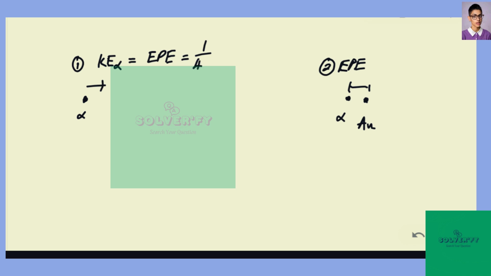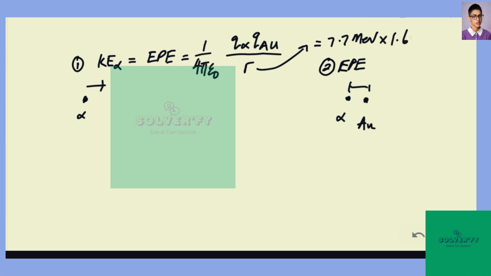That is equal to 1 over 4 pi epsilon naught times Q of the alpha times Q of the gold nuclide, divided by R, where R in this case is the distance of closest approach. Now we know the kinetic energy is given to be 7.7 mega electron volts. We need to convert this into SI units, which is in terms of joules.